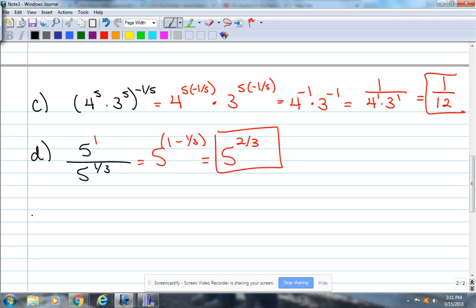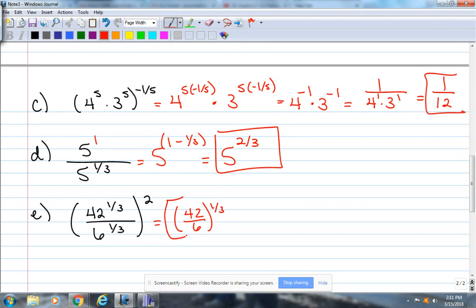All right, I'm going to show you one like this, but we're not going to focus on one like this. Parentheses, 42 to the 1/3 divided by 6 to the 1/3, all squared. Now what they do here is a little weird. They say that since these both have a 1/3 power, you can rewrite this fraction as the whole thing to the 1/3 power and then squared.